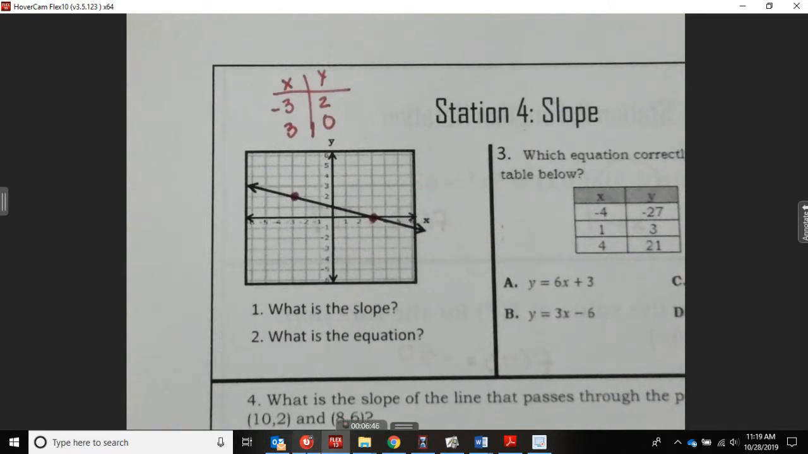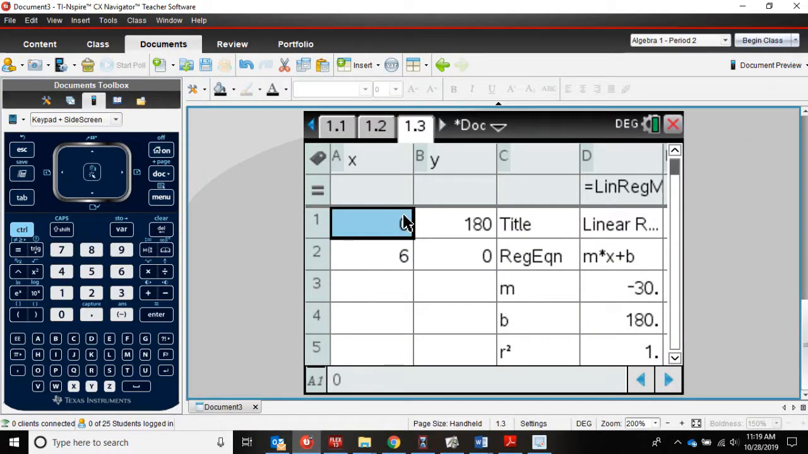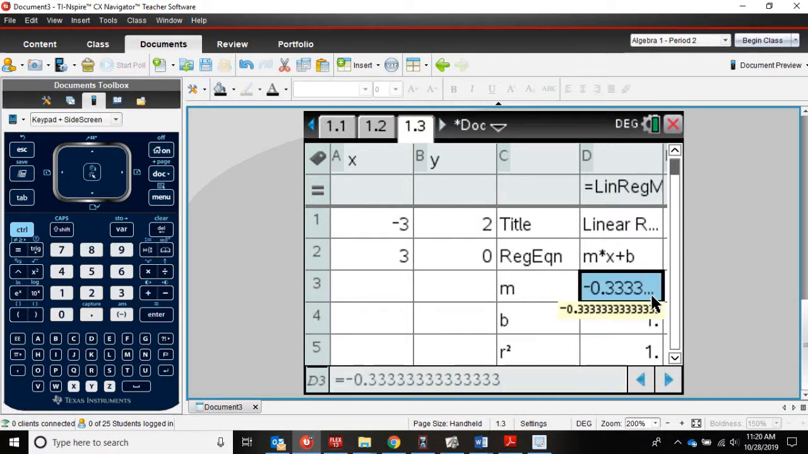And now I'm going to go change these again. So I have negative 3, and then positive 3, and 2, and 0. All right, so I changed my information here. And so my slope is negative 0.3 repeating, and my y-intercept is 1. So if I were to put my equation, it would be y equals negative 0.3 repeating x plus 1, but I don't like putting decimals for my slope.